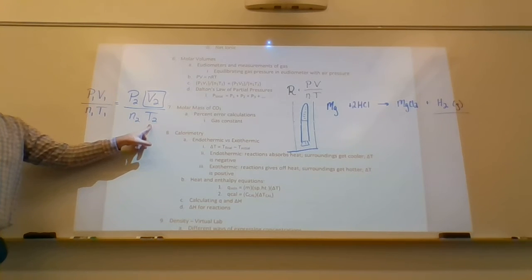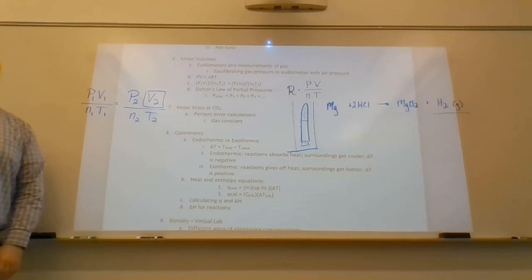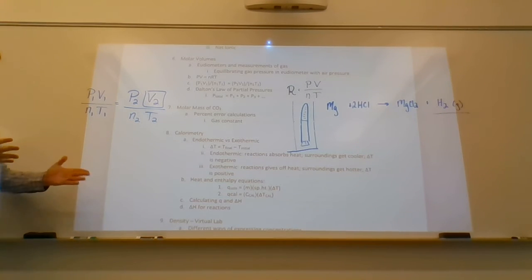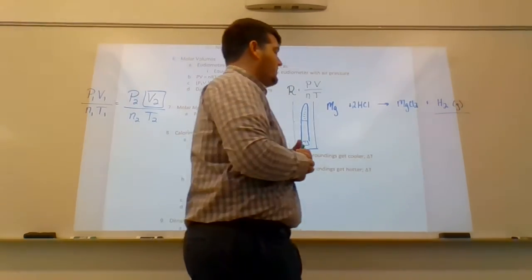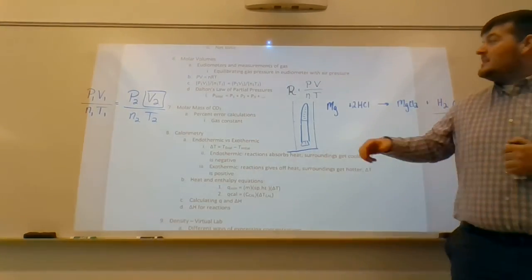273.15. Remember, for the gas laws, it's 273.15. For the enthalpy equations, it's 298.15. So just don't get confused there. It's the 273. 0 Celsius is ultimately what we're doing here. Okay? So that's the second thing.